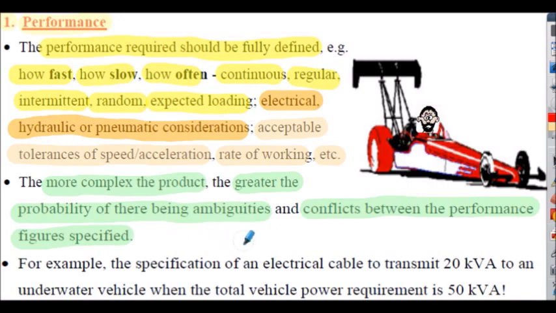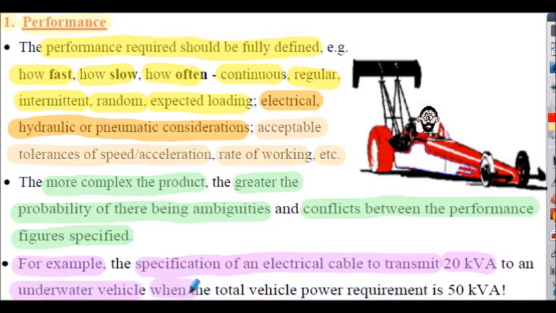So just for reference, bear in mind that there can sometimes be a trade-off between various requirements within the PDS, and these are underpinned by negotiation between various stakeholders, customers, designers, manufacturers, etc., involved with the design and development process. There can of course be examples of discrepancies within the PDS, and the examples shown here relate to the specification of an electrical cable to transmit 20 kilovolt amps to an underwater vehicle, when the total vehicle power requirement is actually stated as 50 kilovolt amps.